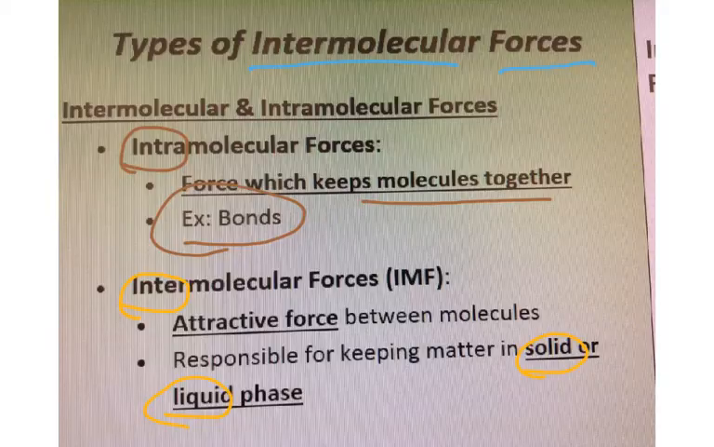What I want you guys to remember is intra versus inter. If you know anything about roads, there are intrastates and there are interstates. An intrastate is a road that is within the same state. That is why you're talking about an intramolecular force, the forces that are keeping one molecule together. An interstate, on the other hand, is a road that goes between states. So therefore, an intermolecular force is the attraction that exists between one molecule and another molecule.